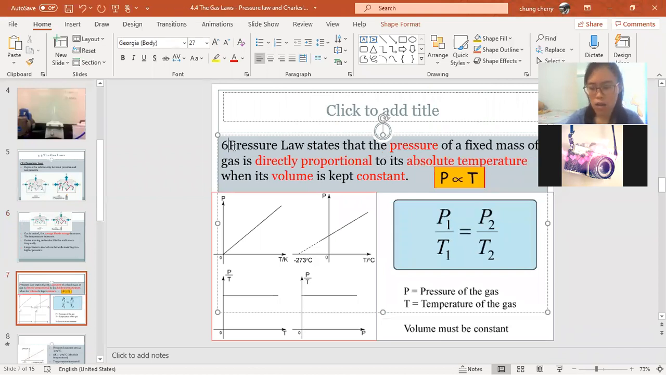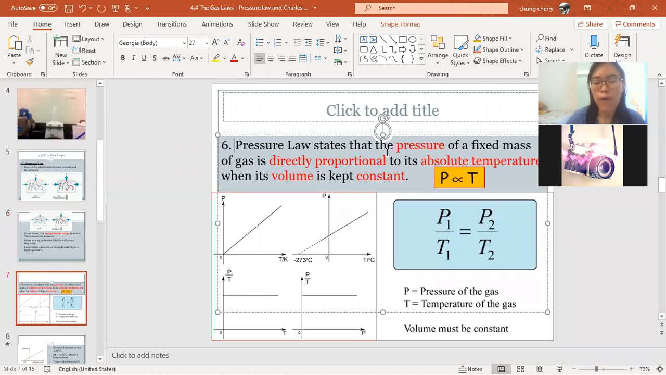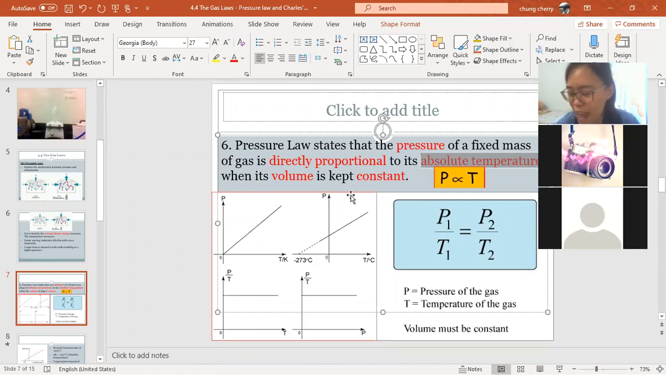Pressure law. The definition of pressure law. Pressure is directly proportional to its absolute temperature. Remember, you must have the temperature measured in... You must measure in what? Kelvin, correct.